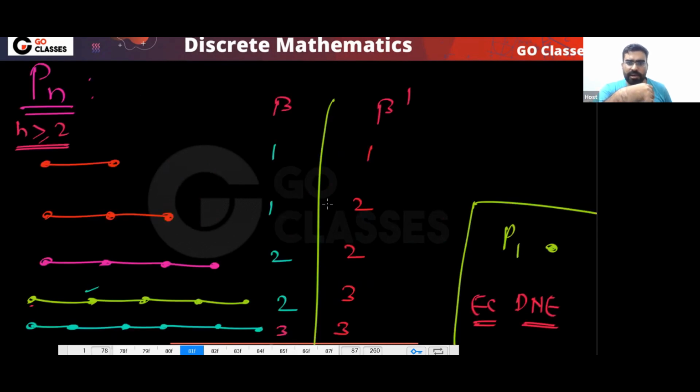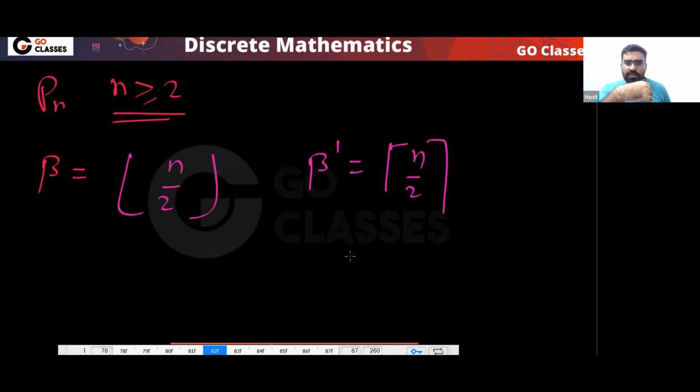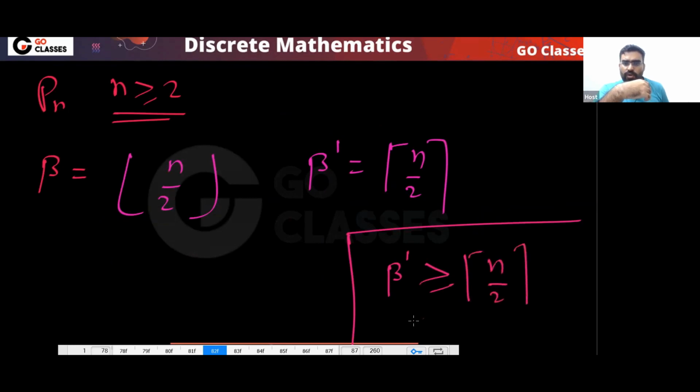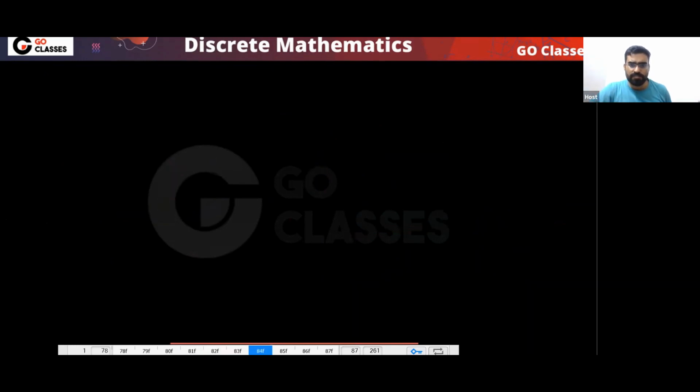The beta dash will be ⌈n/2⌉. Yes or no? Beta dash is already, you already know this statement: for all graphs, beta dash is definitely greater than or equal to ⌈n/2⌉. This you already know, for all graphs. And for a path graph, they will be equal. Is this clear? For a path graph, very simple.